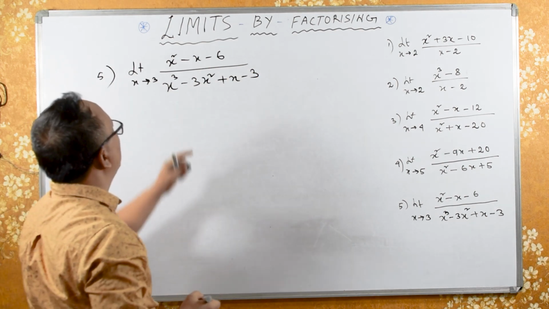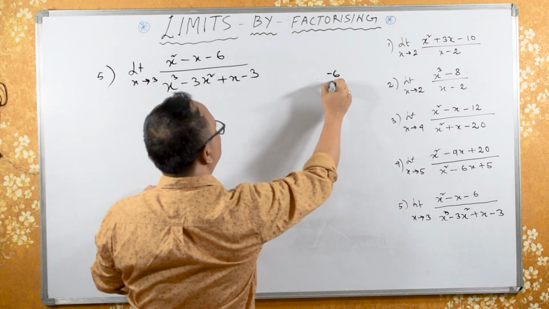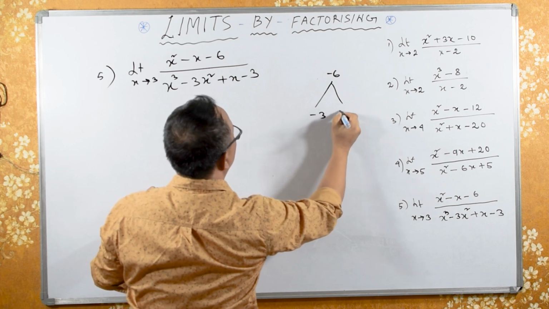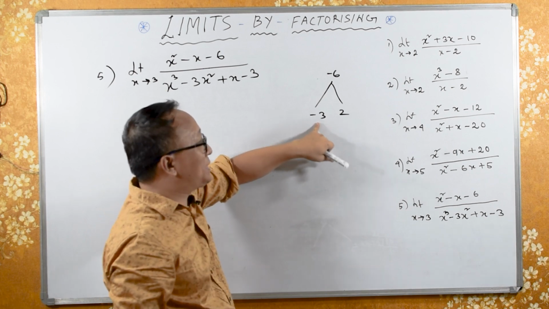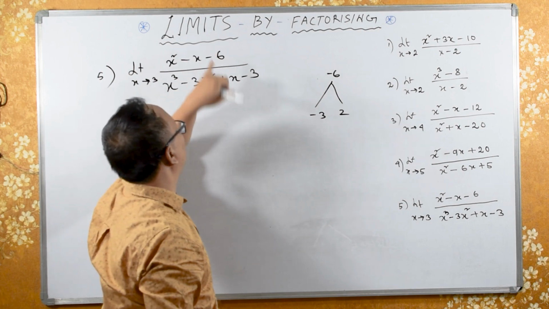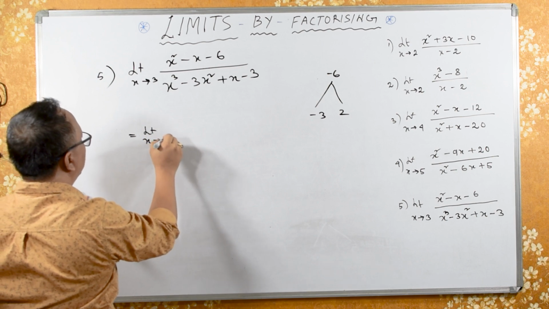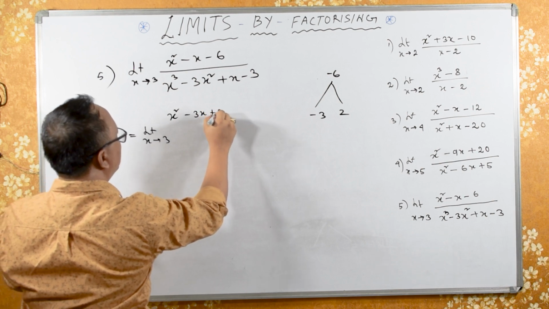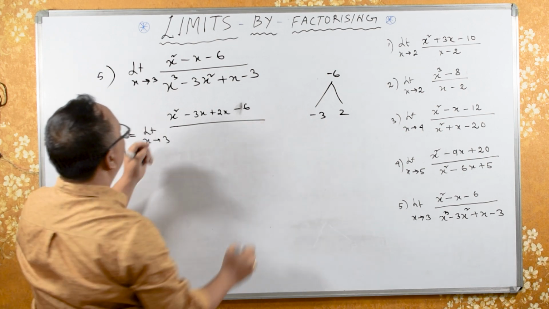Now 1 into minus 6 is minus 6. So split minus 6 as minus 3 and 2. If I multiply minus 3 and 2, I am getting minus 6. If I add these two, I am getting minus 1. So this is the same as limit of x tends to 3, x square minus 3x plus 2x minus 6, upon, from here.